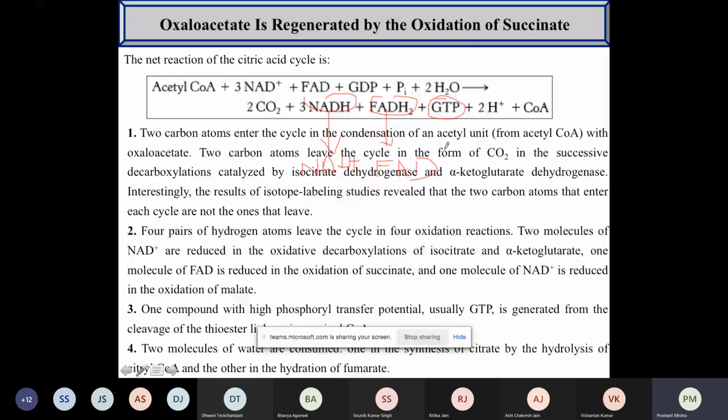So next step, I'll be talking a little bit about the control of the TCA cycle, and then we will move on to how these NADH and FADH2 are converted, how their electrons go to molecular oxygen, and that's the way you produce energy. Okay, so any question?